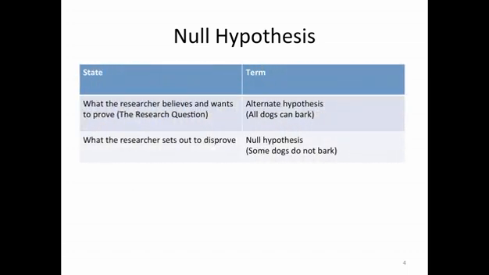To recap on this concept, look at this table. What the researcher believes and wants to prove, that is the original research question, is called the alternate hypothesis. What the researcher sets out to disprove is the null hypothesis. In this case, some dogs do not bark is the null hypothesis. You can easily disprove this by assembling a reasonable sample of dogs and show that all of them bark.